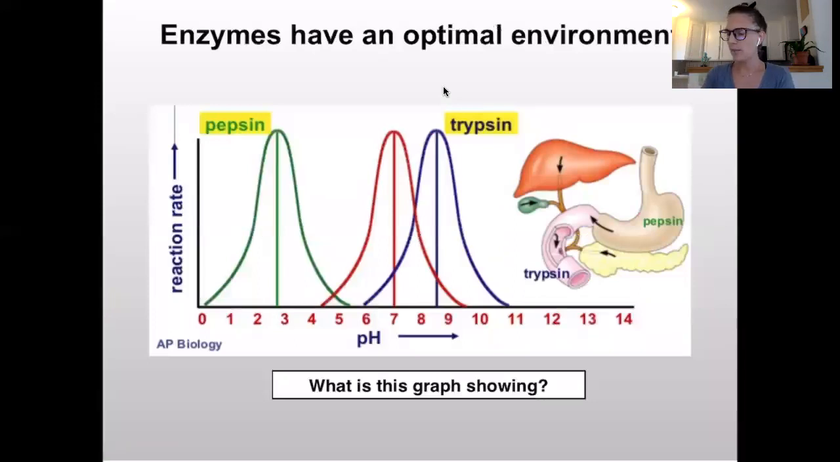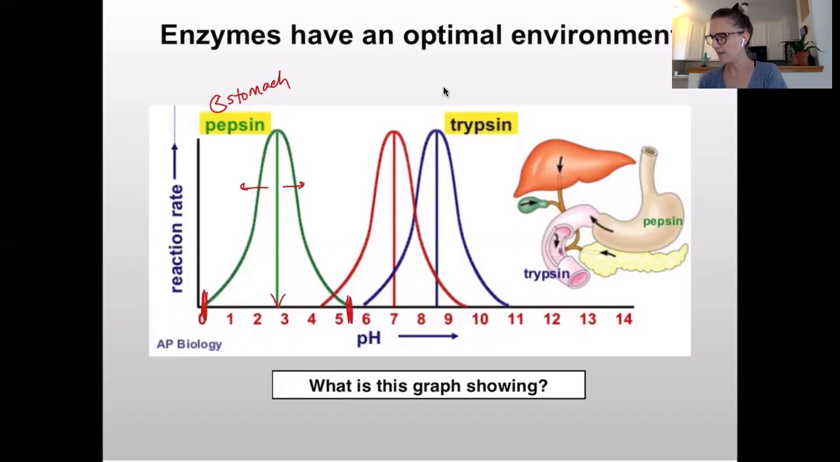So for example, this is a diagram that shows how enzymes have optimal environments. If we look at pepsin, which is an enzyme in our stomach, its optimal pH is about 2.8, right? If you go farther from that pH, the pepsin still might have some activity, but if you get beyond 5 or 0, then the enzyme is not going to work at all.